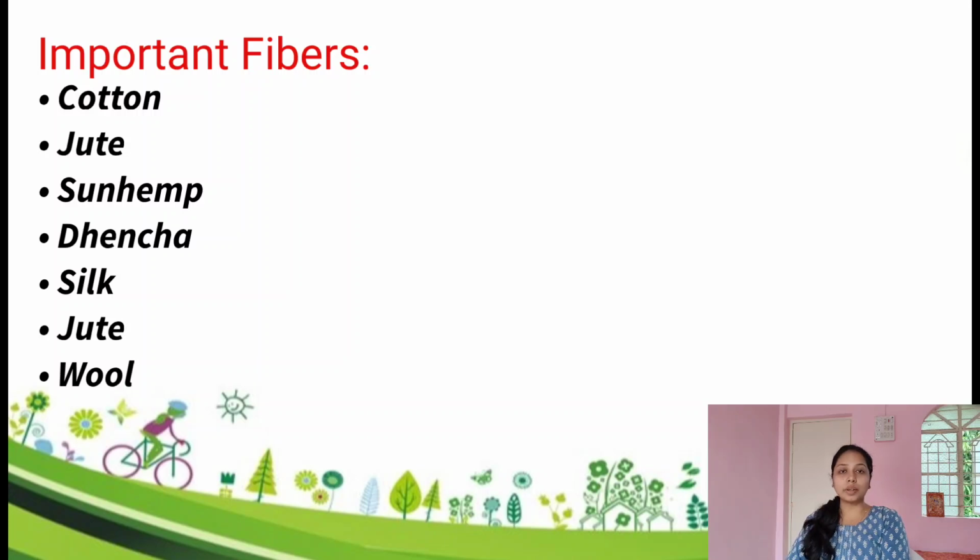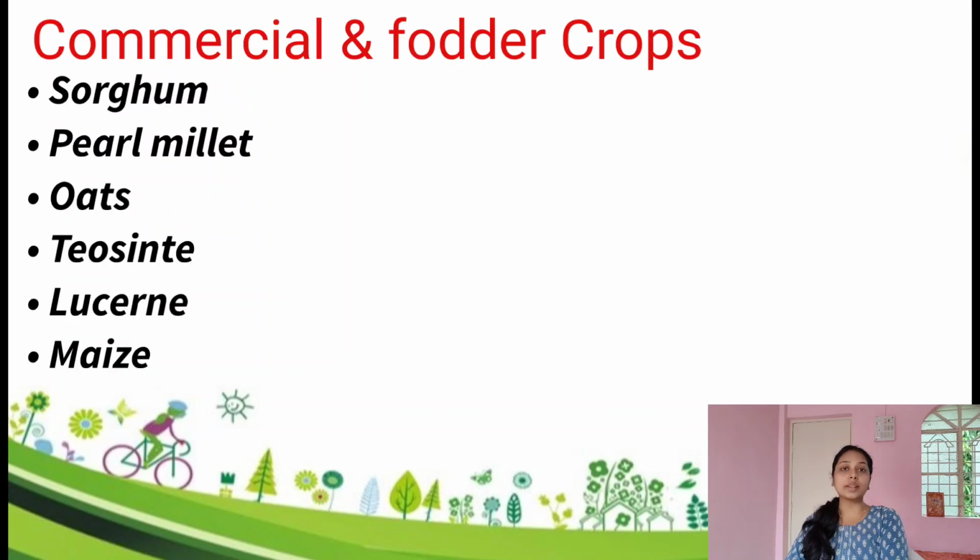The important aspect and the favorite topic of the UPSC agriculture means every year 2 to 3 questions are there on commercial and fodder crops regarding their pest and diseases, also at the same time how it is cultivated and what are the commercial advantages of it. So first is sorghum, then pearl millet, then oats, then hazelnut, then lucerne, then cowpea, and maize.